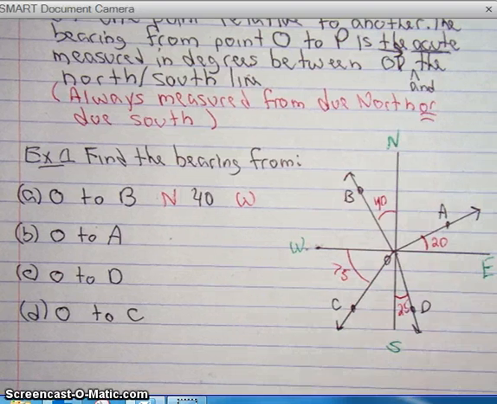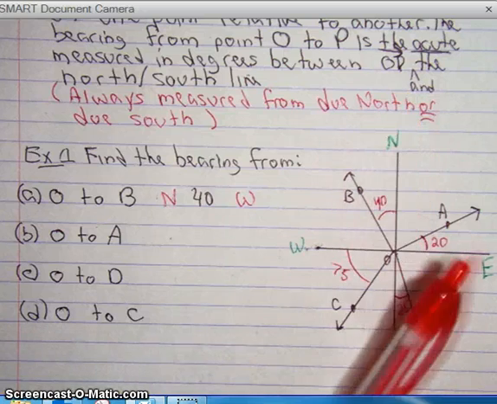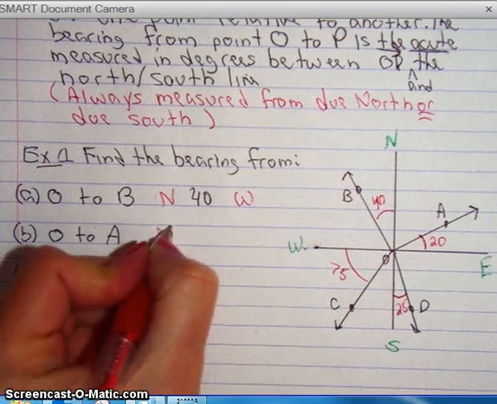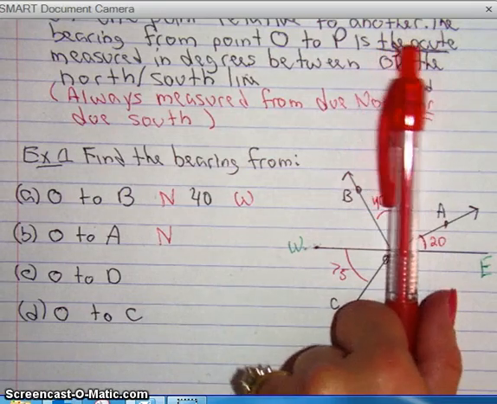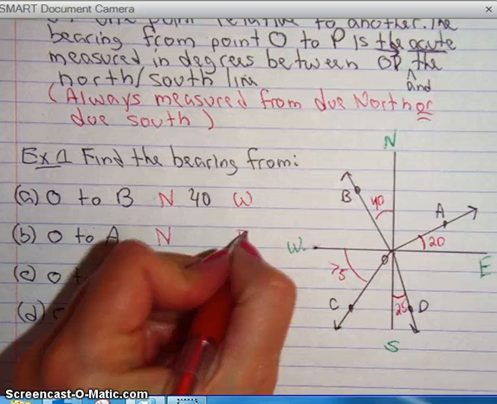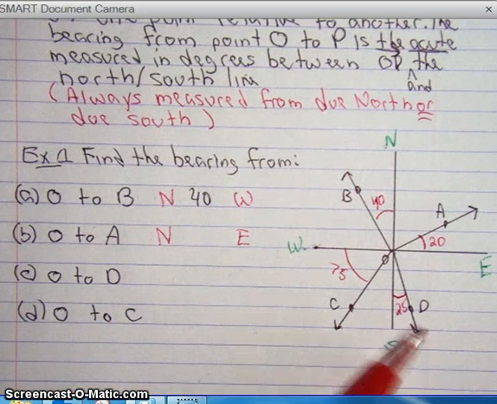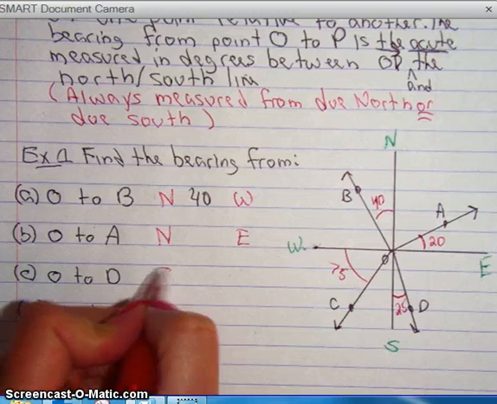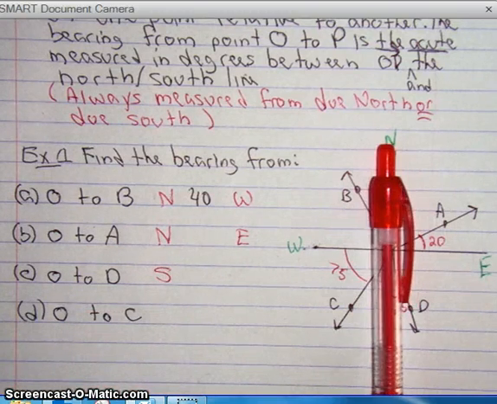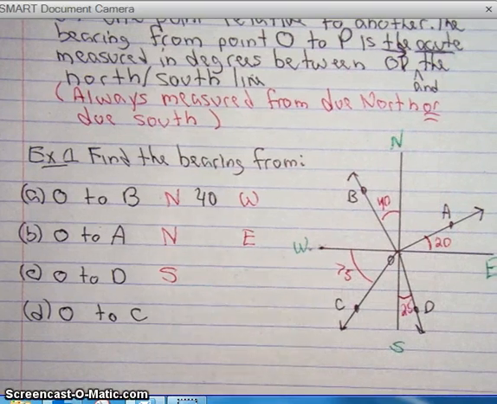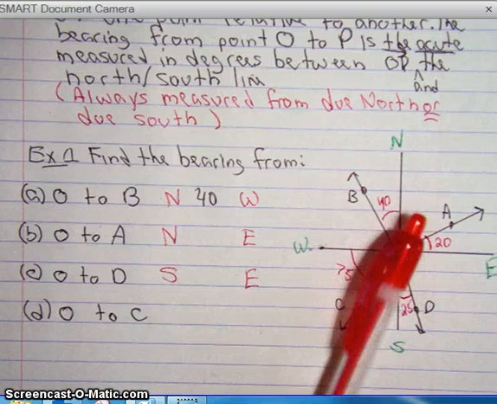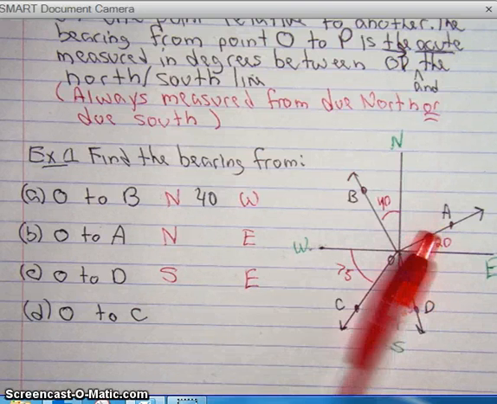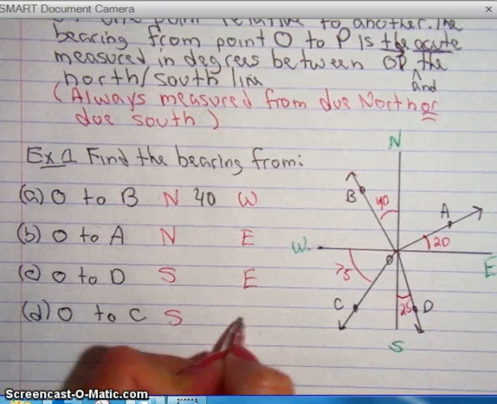Right? Let's talk about O to A. Is A closer to north or closer to south? North. So it's going to be north towards, which way are we going? East or west? East. Very good. Point D. Is point D in the quadrant closer to north or closer to south? Okay, and if we're measuring from due south towards D, where are we going towards? East. Okay, and what about OC? Is it in the southern quadrant or the northern quadrant? Southern, going towards the west, right?